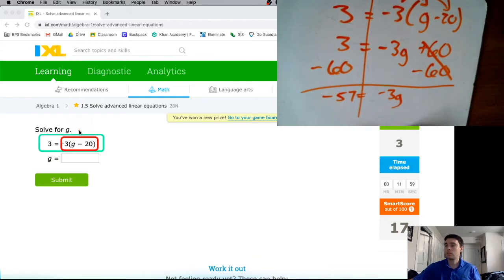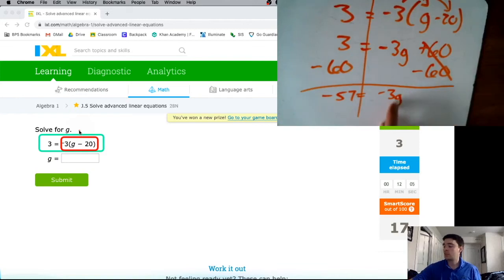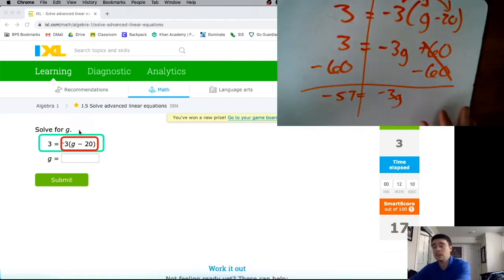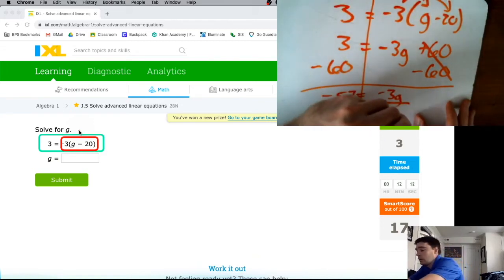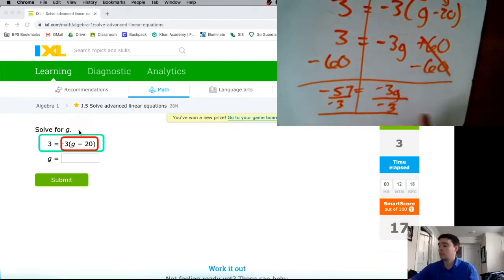So again, once I've distributed, this is really a two-step equation. The first step was to subtract 60. And now that I have the -3g isolated on the right side of the equation, I want to get rid of the coefficient, get rid of the -3. The opposite of multiplication is division. So I'm going to go ahead and divide by -3 to cancel out the multiply.